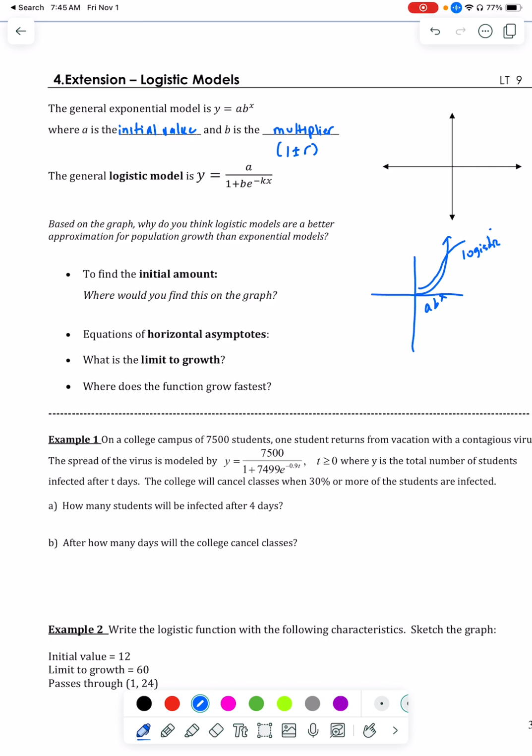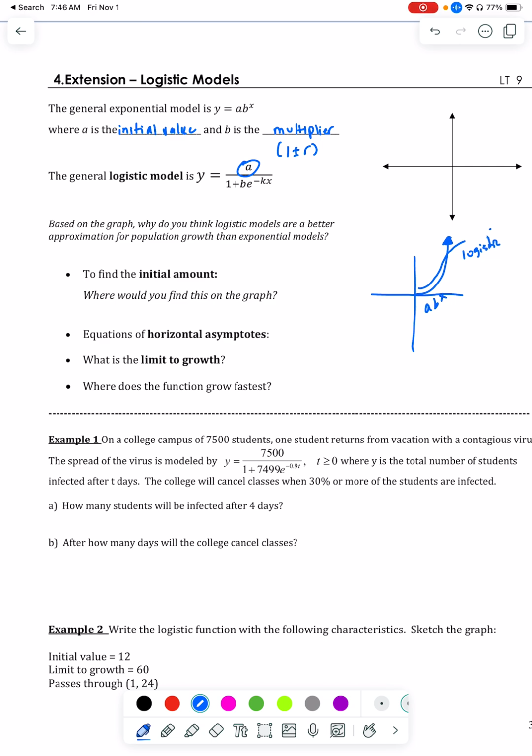That's why the logistic model shows, first of all, that you have a maximum, a capacity, a stopping point or maximum possible value, unlike ab to the x, where if this goes on exponentially, then it doesn't have a maximum, which in real life is not realistic. Also, models in real life are finite, so they'd have to stop somewhere.